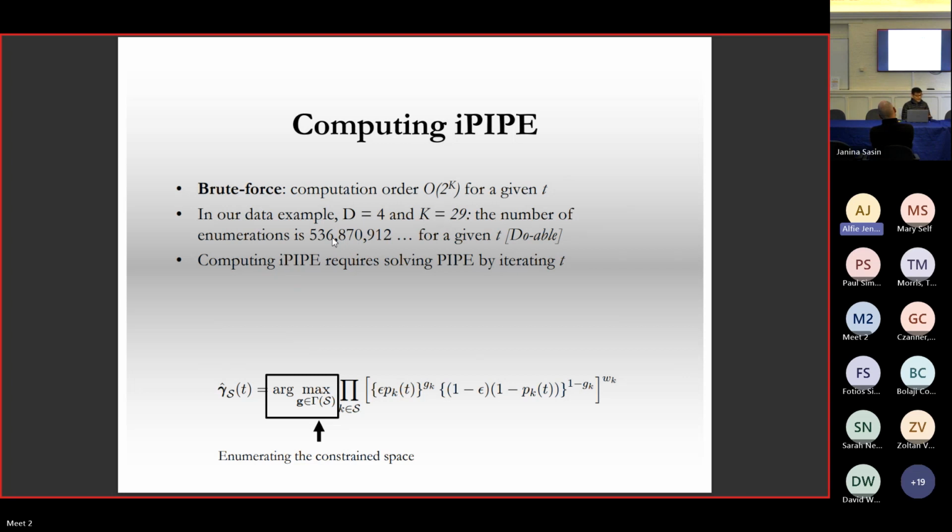It turns out to be okay, actually. I just marvel at modern day computing power. It looks like a big number, but we can actually do it. But that's only for one given t. To do it in the inverse, we need to do it for every single given t, right? And that's how we do IPipe. That's going to be a problem when we're dealing with much larger k. K equal to 29 is actually a very small problem.